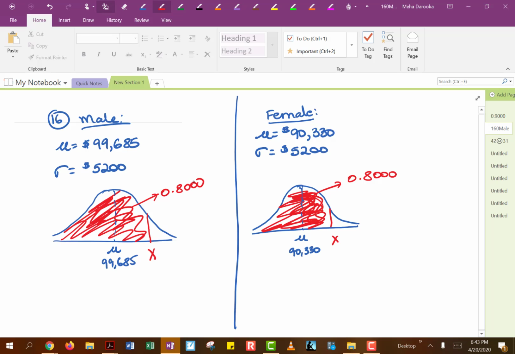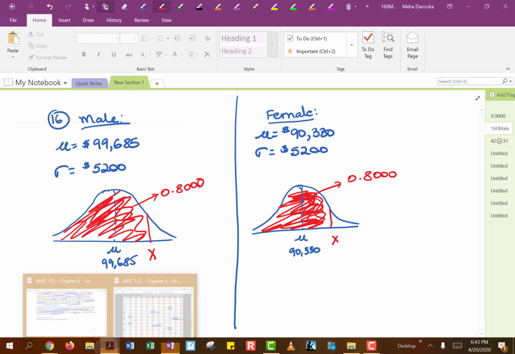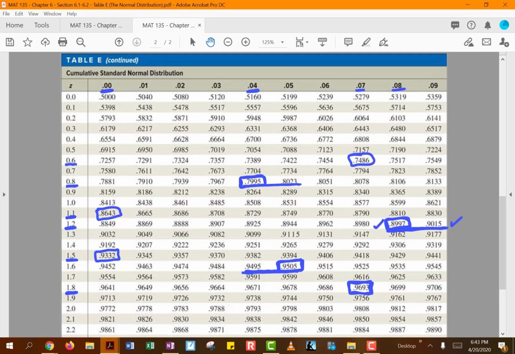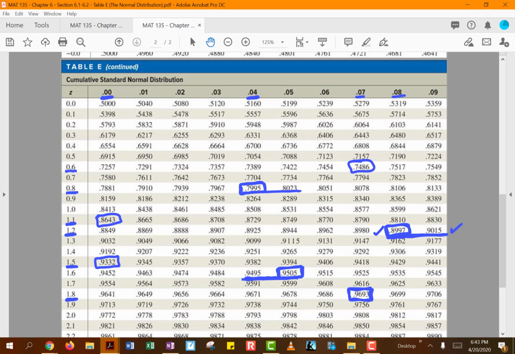So of course the first thing would be to go to our standard normal distribution table and see what our z-score would be corresponding to this 80% or 0.8000. So again, we're back over here and we're looking for 0.8000, and it looks like the closest thing we are going to get is right here at 0.7995, because 0.8023 is going to be farther away.